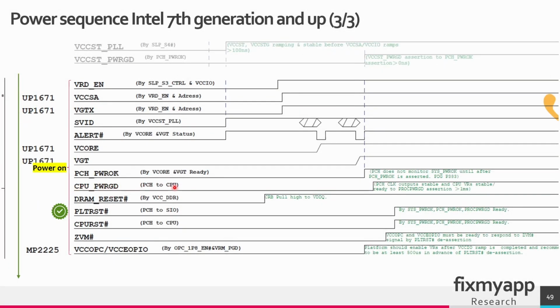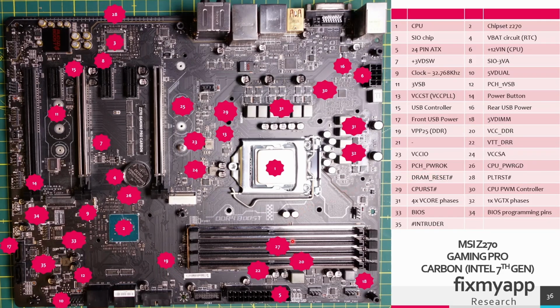When the CPU power good signal is high in the power on state, the next step is to set the DRAM memory out of the reset state. So the DRAM reset active low signal has to go high because we want to get out of the reset state. The DRAM reset active low signal comes from the PCH and it will go to the DIMM sockets. In region 27 we can measure the DRAM reset active low signal.